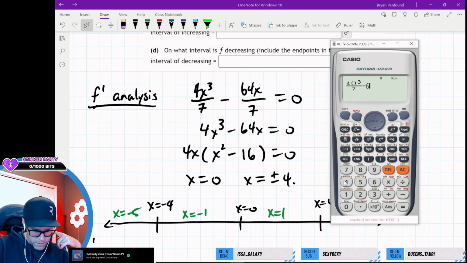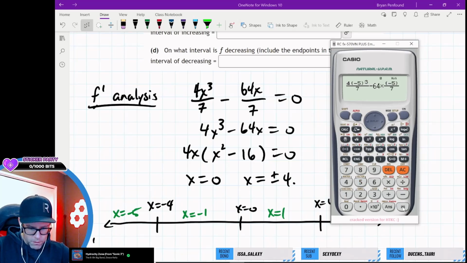And then we need 64 times that something over 7. So let's pop back over here. Let's just start with our negative 5. Negative 5 is one of the test values that we thought might be helpful.